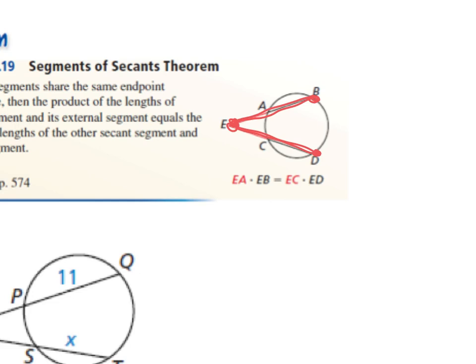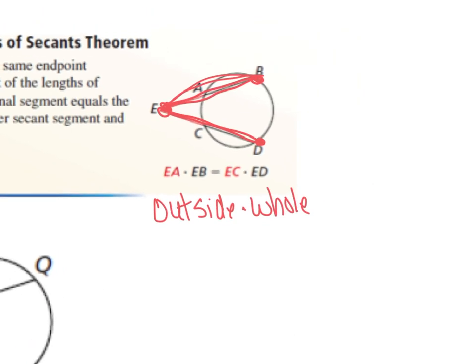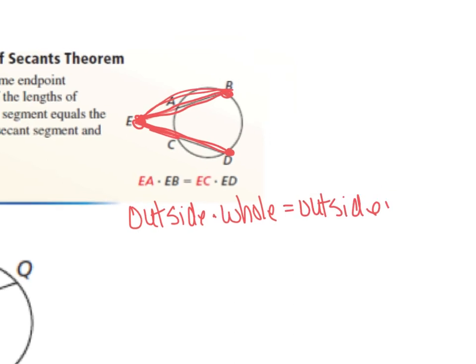And the way that this works is when they meet on the outside of the circle, the way I like to think about it, rather than EA times EB and things like that, EA is the segment part that's on the outside of the circle. EB is the whole segment. So we take outside times whole equals outside segment, which is EC, times the whole segment.